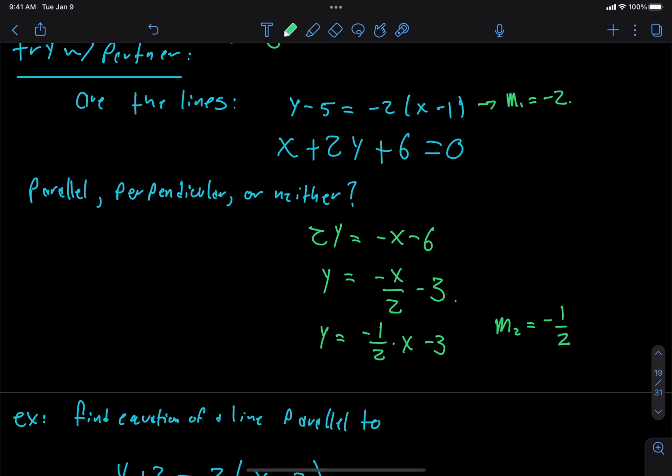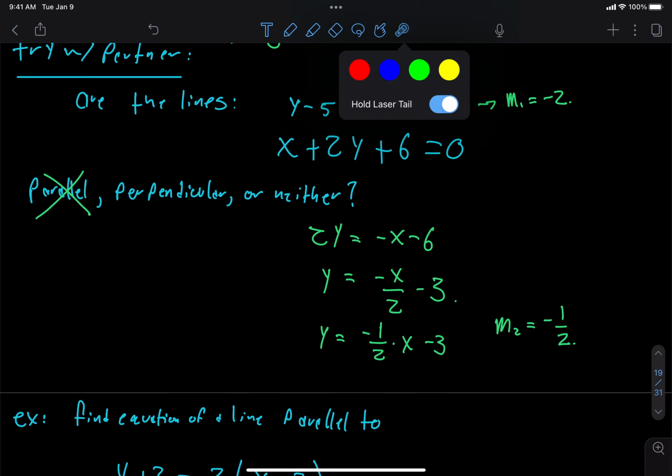Did everyone get the same result? Okay, so M1 and M2 are -2 and -1/2 respectively. So what do we think? Do we think parallel? No, not parallel, right? Because for them to be parallel, what would need to be true? They'd have to be the same, and they're not the same, are they?